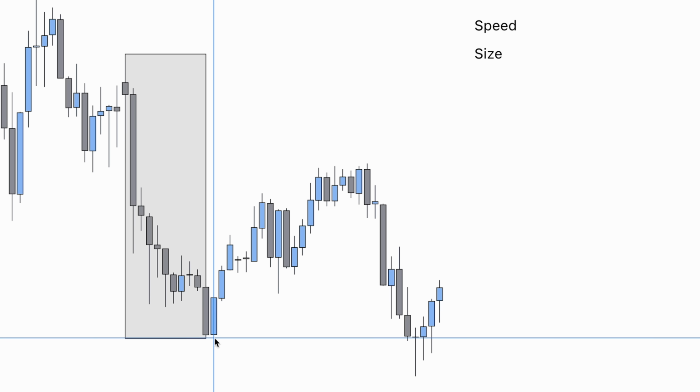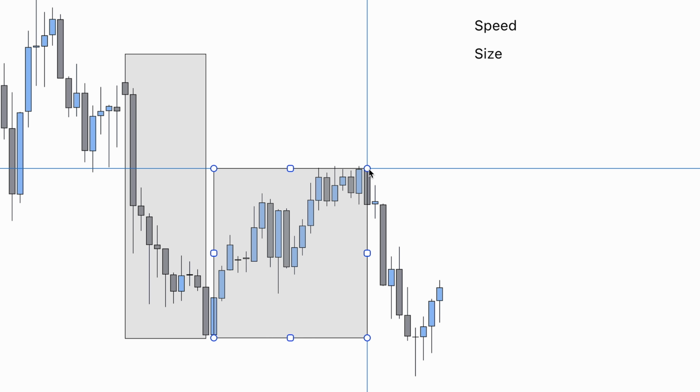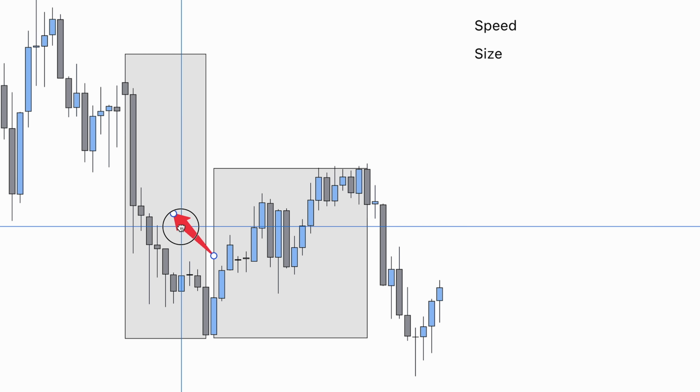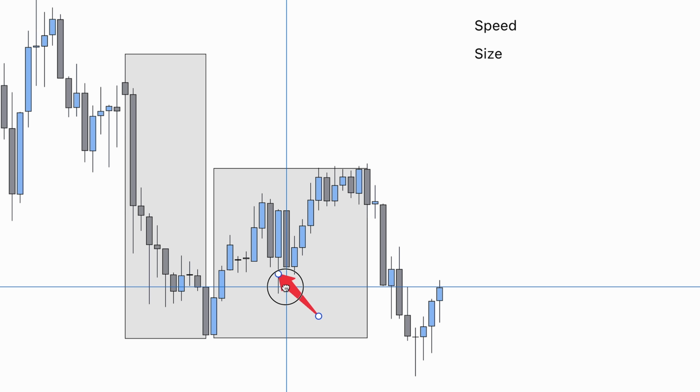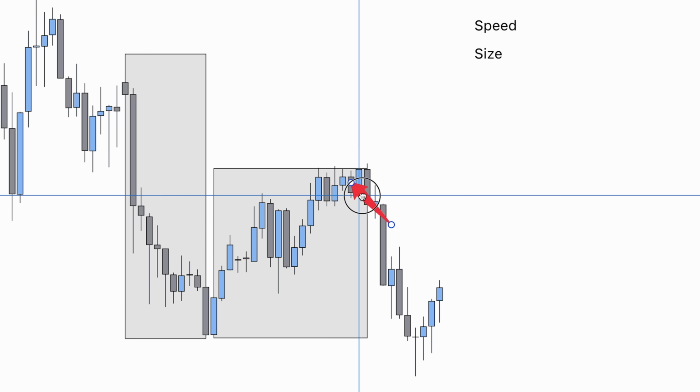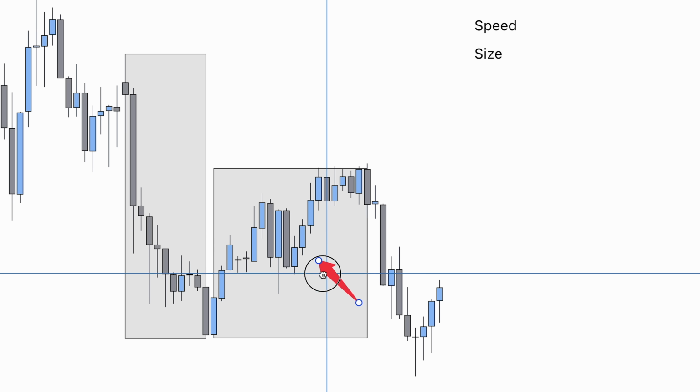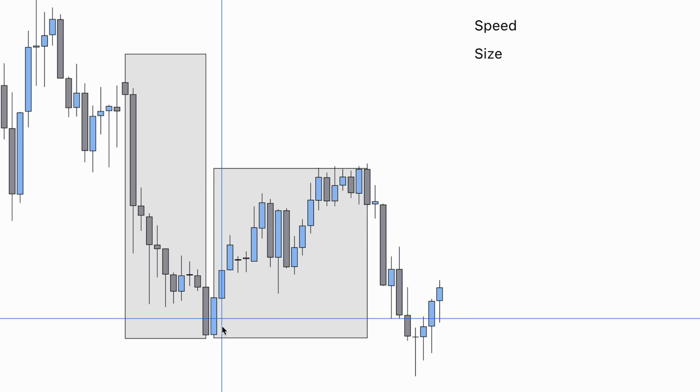Now, if we look at the pullback move, okay, which is number one, we have smaller candles in here, okay? None of these candles are anywhere near as large as this one here. We also see the selling candles are actually bigger than the buying candles in this move. Again, a sign of weakness, right? Sign of seller pressure.